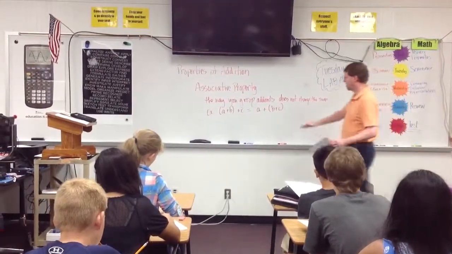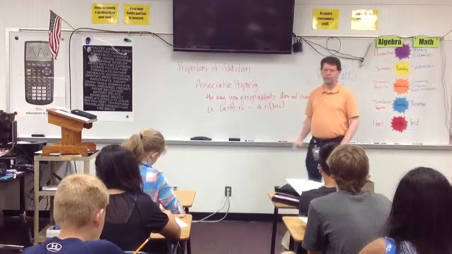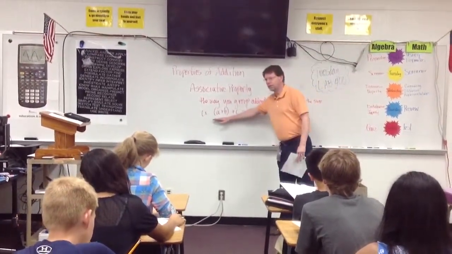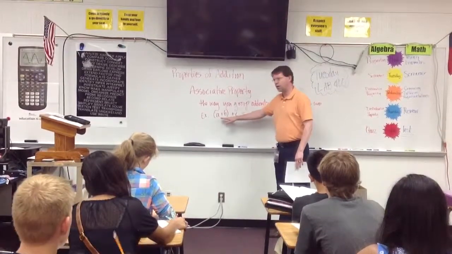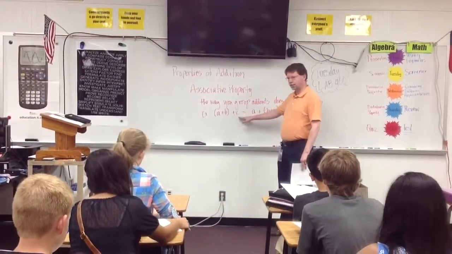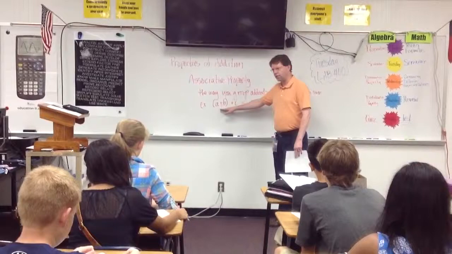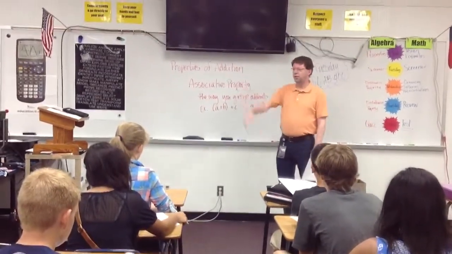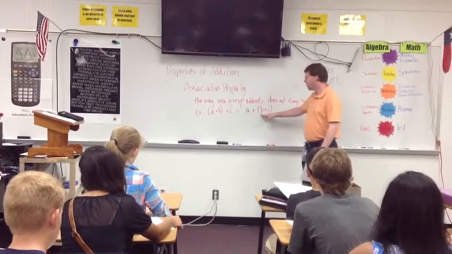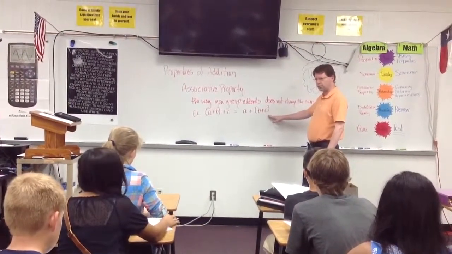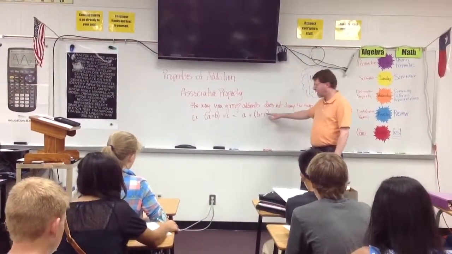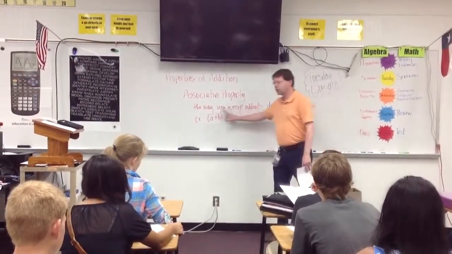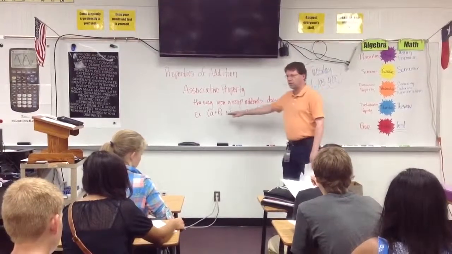What is different about these two sides? What's in parentheses? On the left-hand side, we have A and B in parentheses because A is having a conversation with B. Well, then A needs to go get some punch from the punch bowl. So now B and C are having a conversation. A is still in the room, but now B and C are having a conversation. We changed grouping, but is the sum going to change?